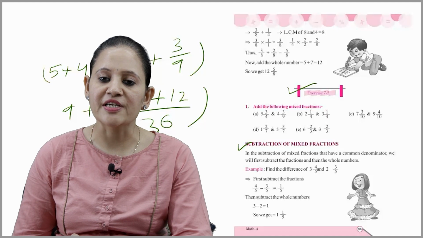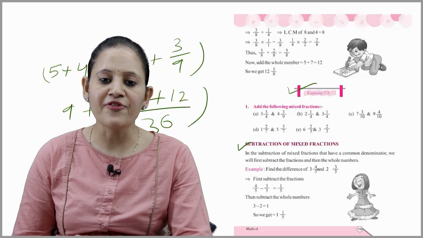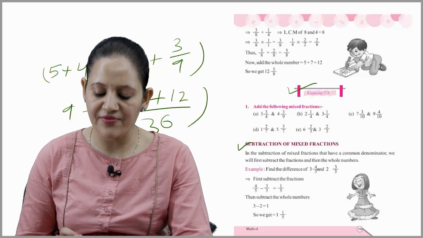Next is subtraction of mixed fractions. In the subtraction of mixed fractions that have a common denominator, we first subtract the fractions and then the whole numbers. Take an example and find the difference of 3 4/5 and 2 3/5. So first subtract the fractions, 4/5 minus 3/5, that is 1/5.